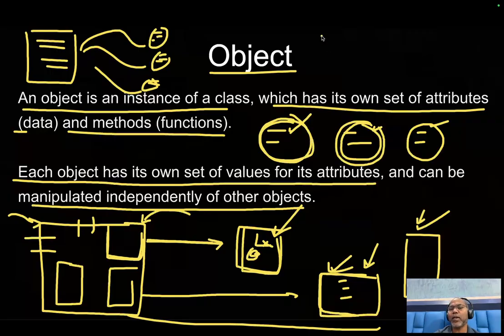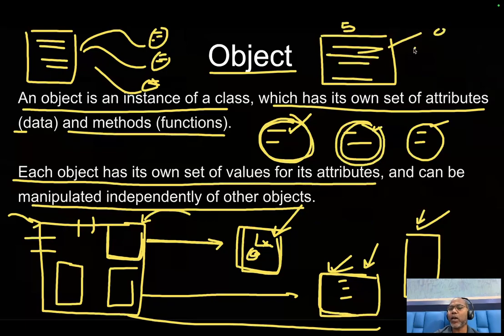Like a class of students, let's say a class fifth student group, say ten students, but each student has a different name, age, attributes, everything. Similarly, objects are the instances of a class.